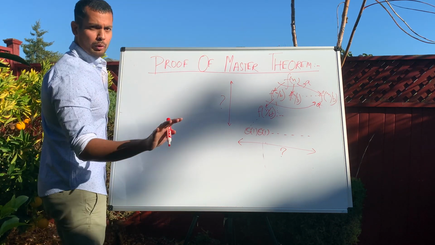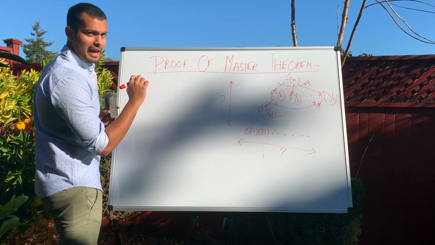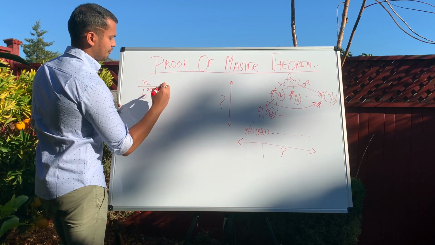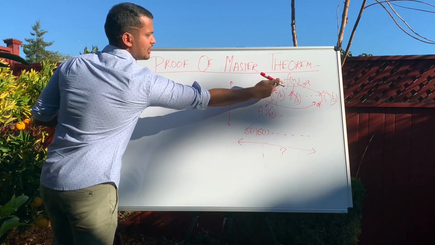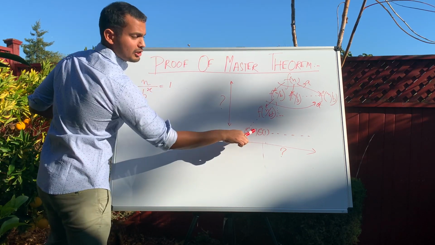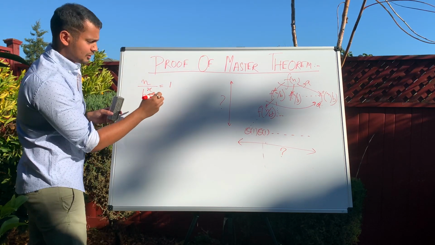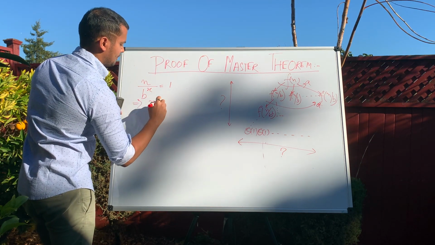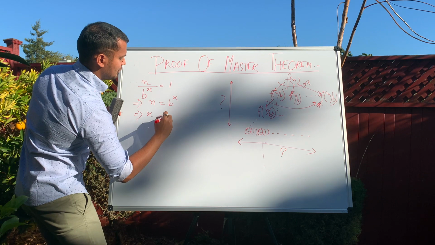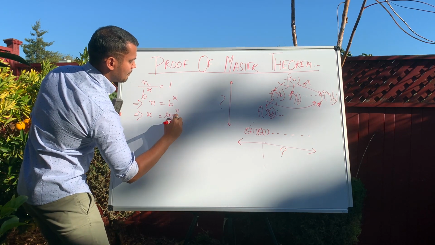So let's suppose that there is some x, b to the power x, for which n by b to the power x is 1 in this step. At this step, n by b to the x has to be 1 for some particular x. So using logarithm, x is equal to log n base b.